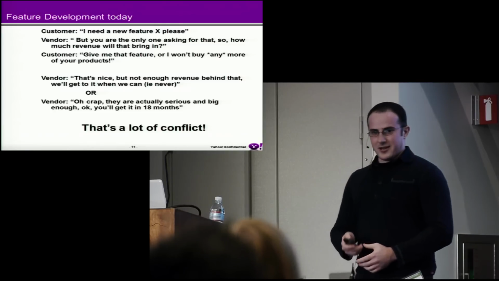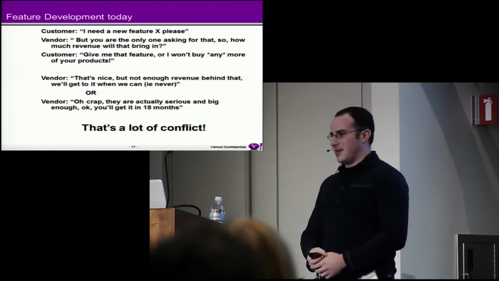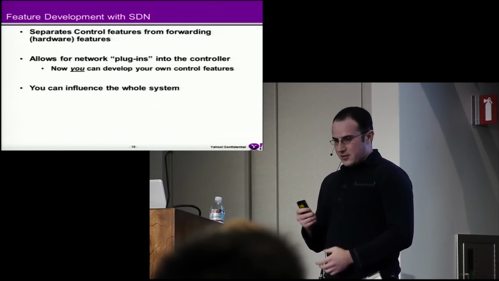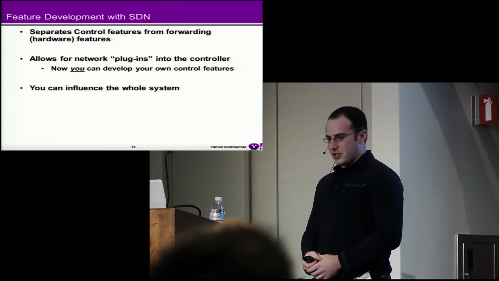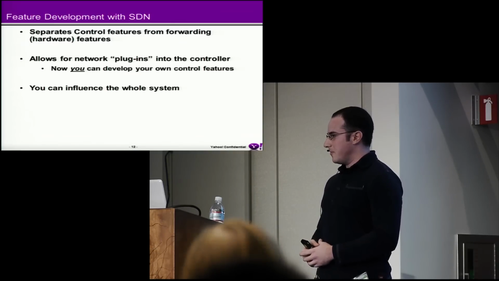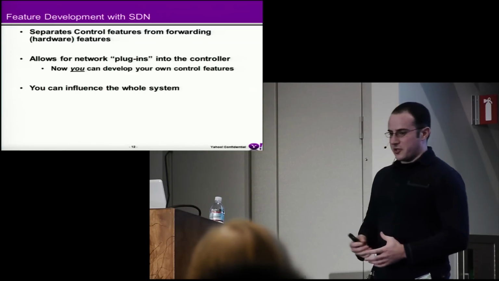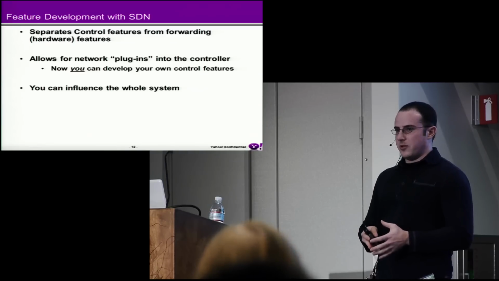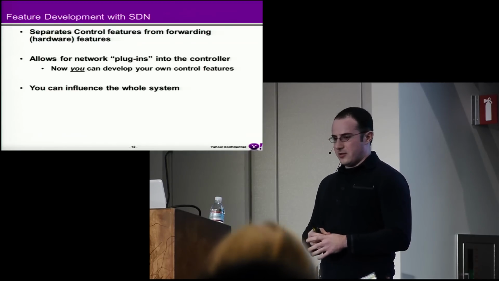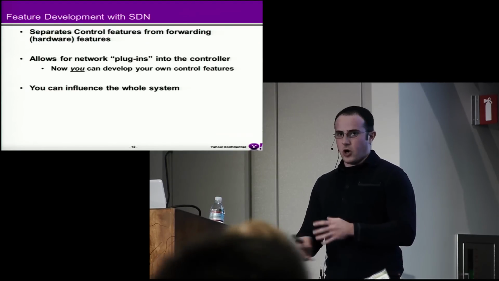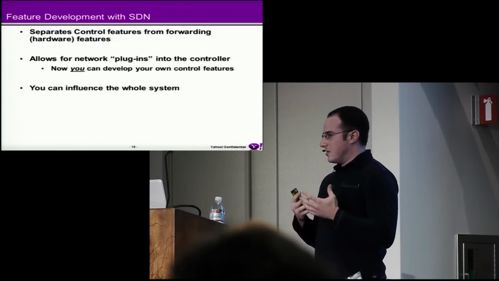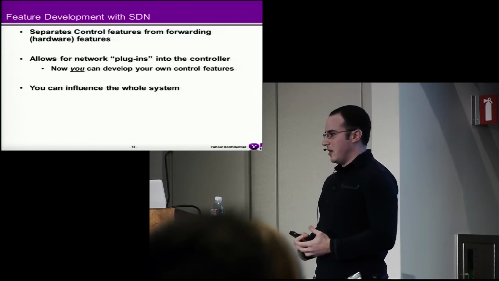Well, that creates a lot of conflict. And some people don't like the conflict. And even if you like the conflict, it's just not a good way of doing business. So what SDN will do, by separating the control features from forwarding hardware features, is allow you to innovate much faster. It allows you to create the plugins for control plane without having to go to your vendor. And you can similarly get hardware improvements without having to change your control plane. You make things faster and the whole cycle becomes more rapid.